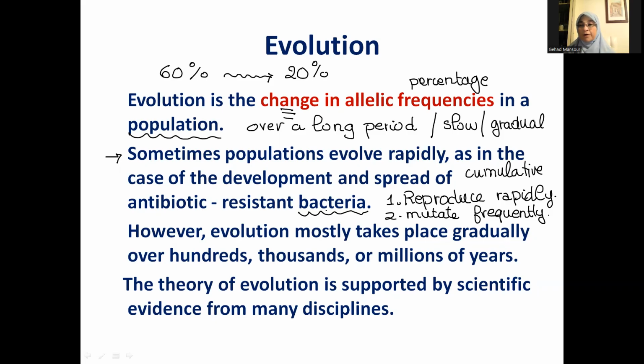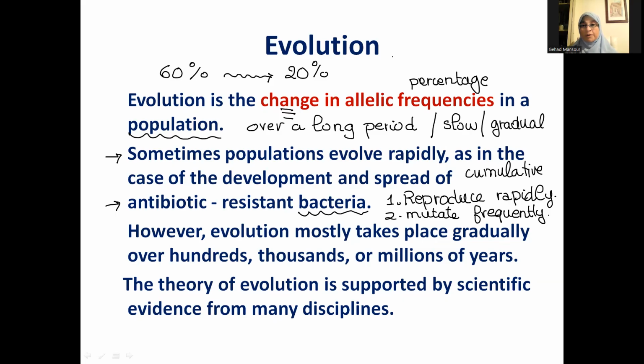Because bacteria have a very short life cycle, because they reproduce rapidly, because they mutate frequently, then certain mutant strains develop new properties, as you know, like being antibiotic resistant. And as you know, resistance against antibiotics is a characteristic that is determined by a gene, and that gene is carried on a certain plasmid, which we call the R plasmid, as you know from your study of molecular biology.